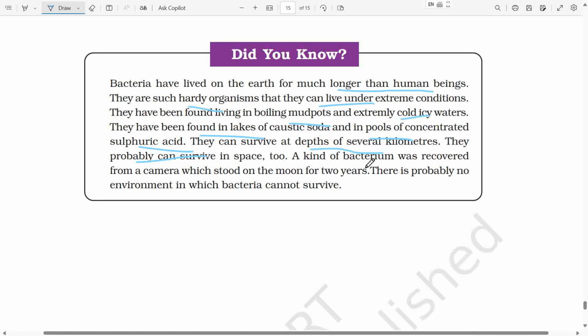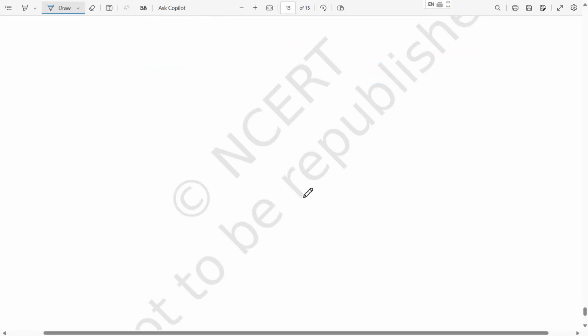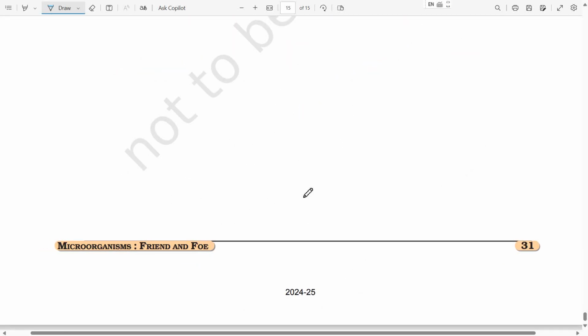They probably can survive in space too. A kind of bacterium was recovered from a camera which stood on the moon for 2 years. There is probably no environment in which bacteria cannot survive. Chapter 2. Microorganisms, friend and foe, ends here.